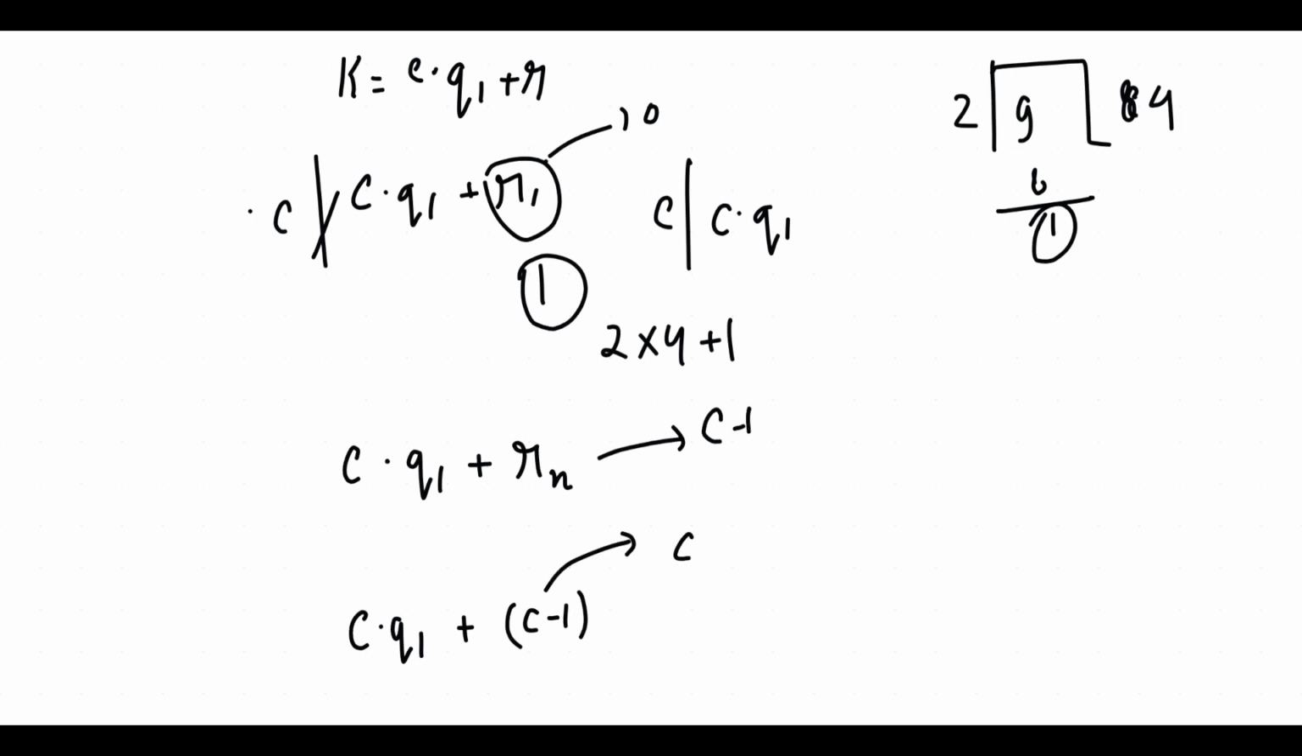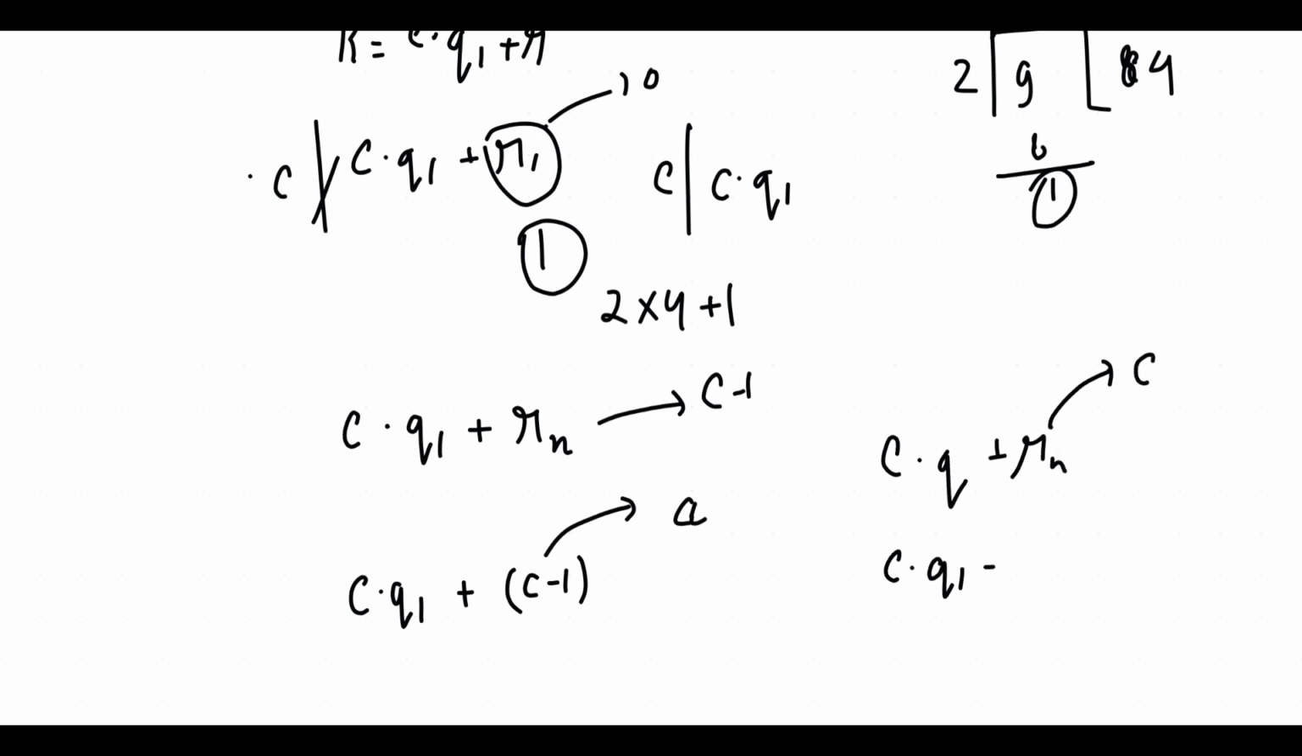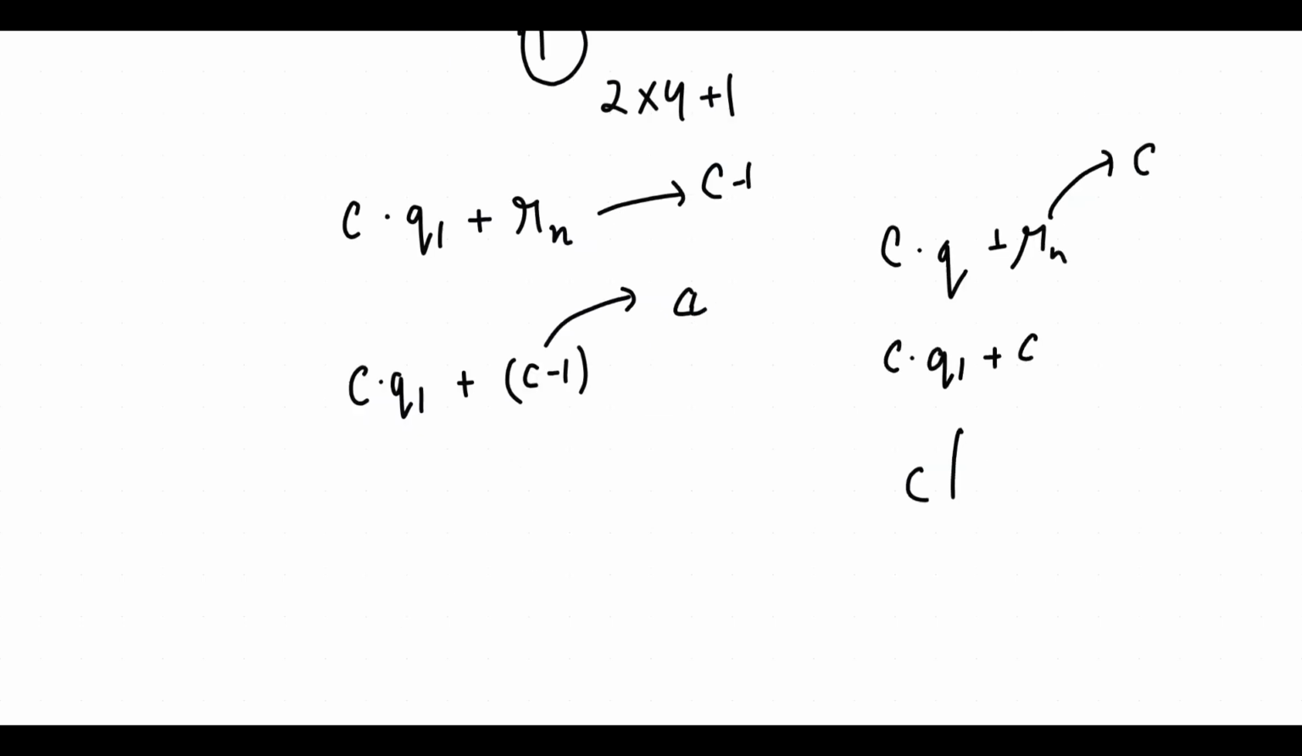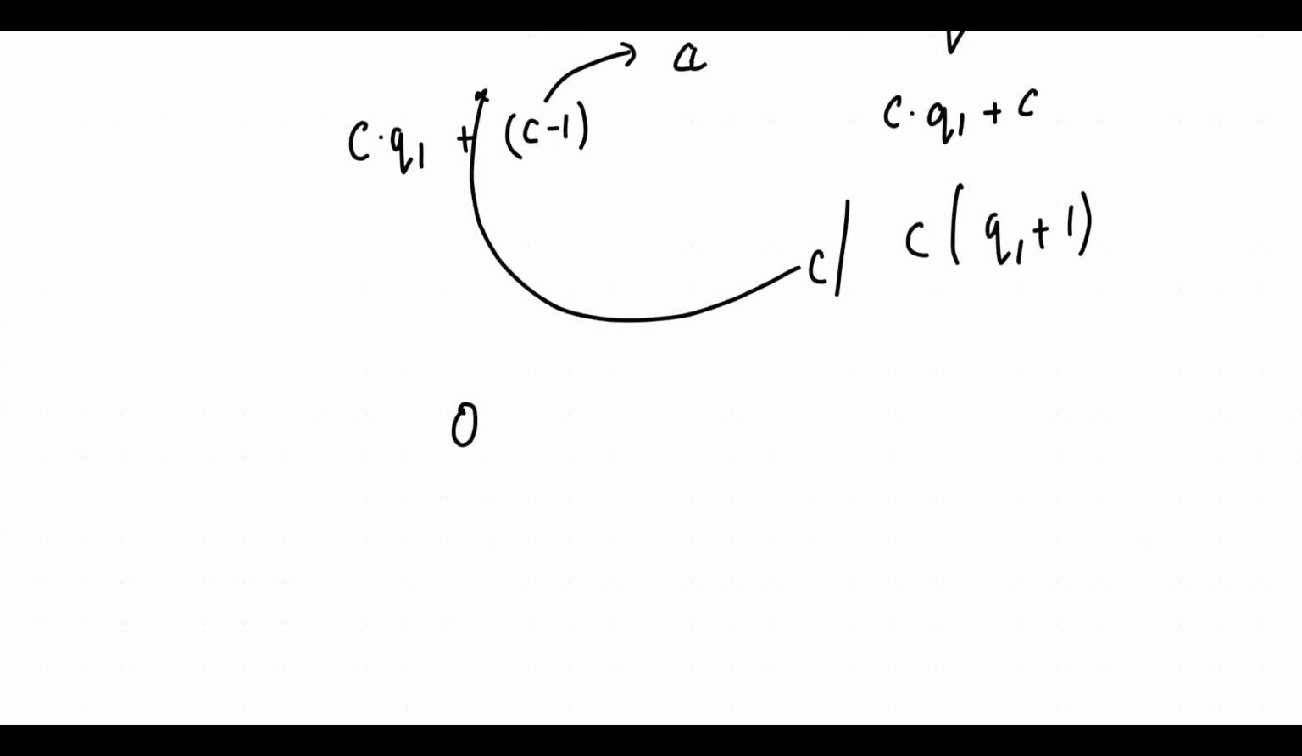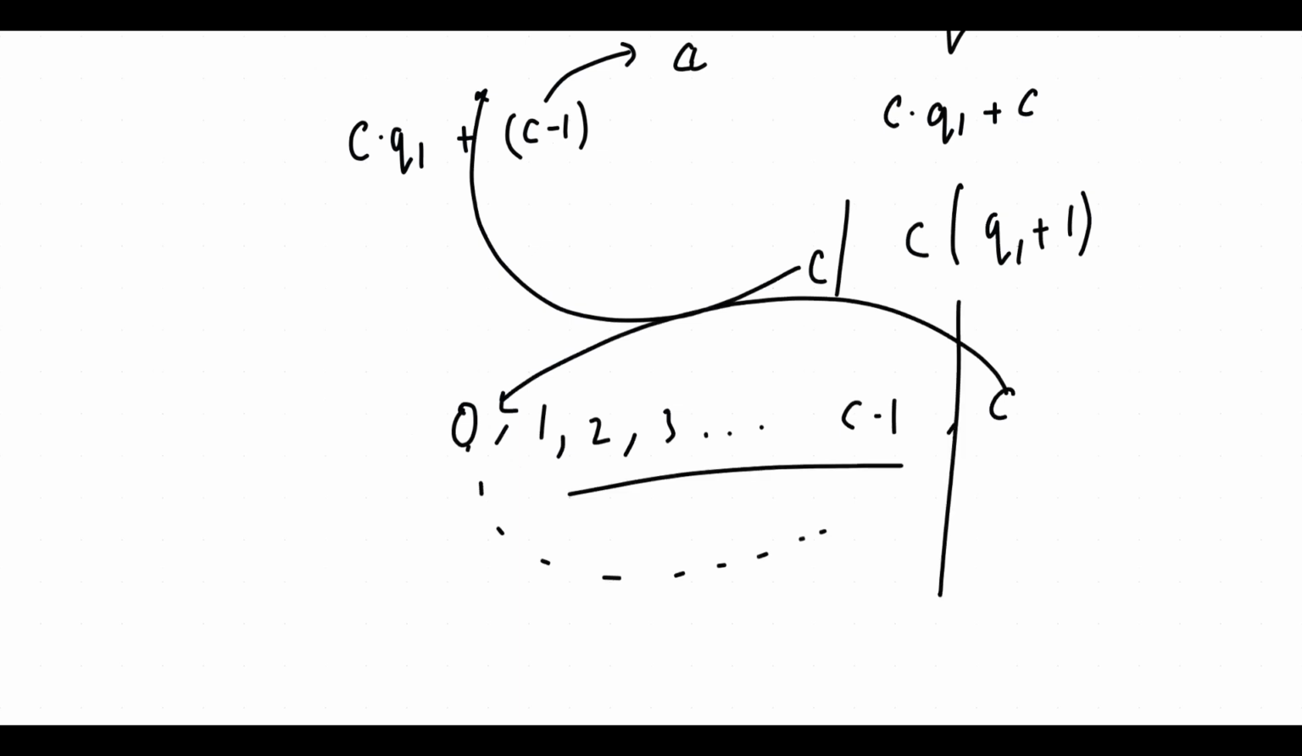But the next step we take, c into q1 plus rn, where rn is c. Then we can say that it is c into q1 plus c, which is simply c times q1 plus 1, which is also divisible by c. So you get that, right? It forms a cycle: 0, 1, 2, 3 till c minus 1. Then again, if you take c, it will come at 0 remainder. So it never reaches c. In the residue set we cannot repeat anything, so it will be 0 to c minus 1 only.